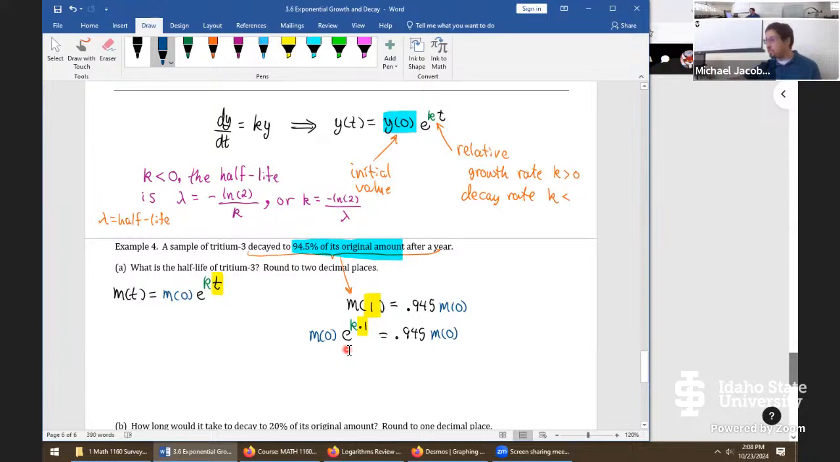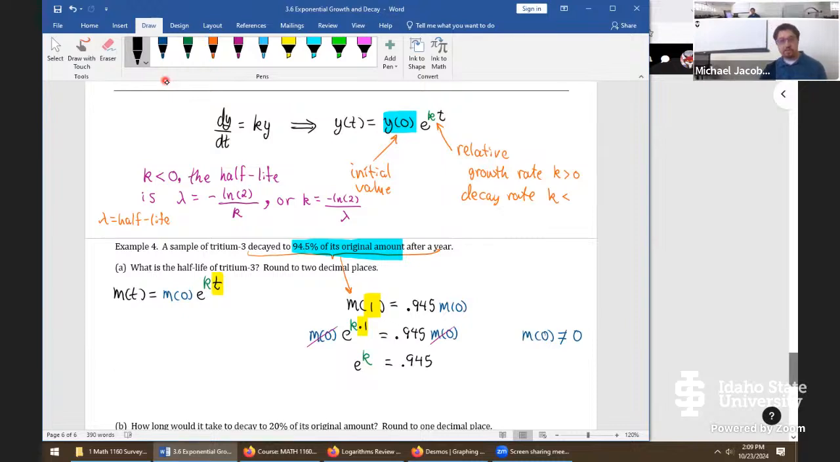So looking at this equation really carefully, one thing that happens, which is kind of an interesting miracle here, is you can just divide both sides by mass at 0. We're assuming that mass at 0 is not 0, that we really had a sample that had some amount of grams. It wasn't a 0 amount of grams, which allows us to divide at this step since we're not dividing by 0. So on the left-hand side, all we've got is e to the power k. On the right-hand side, we have 0.945.